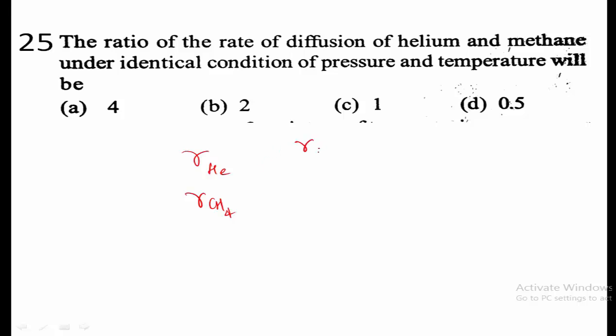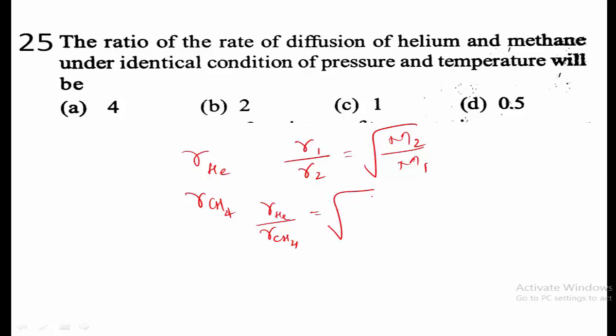As you know, the ratio of rates of diffusion is equal to the square root of M2 divided by M1. We have used this formula a lot of times while solving problems. So here, rate of diffusion of helium divided by rate of diffusion of methane is equal to square root of M2, the molar mass of methane, that is 16, divided by M1, the molar mass of helium, which is 4. So 4 fours are 16, and the square root of 4 is 2. Therefore the ratio of diffusion rates of helium and methane is 2. Therefore option B is the correct one.